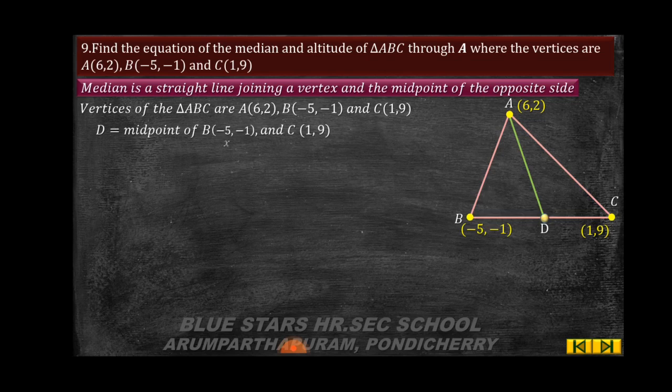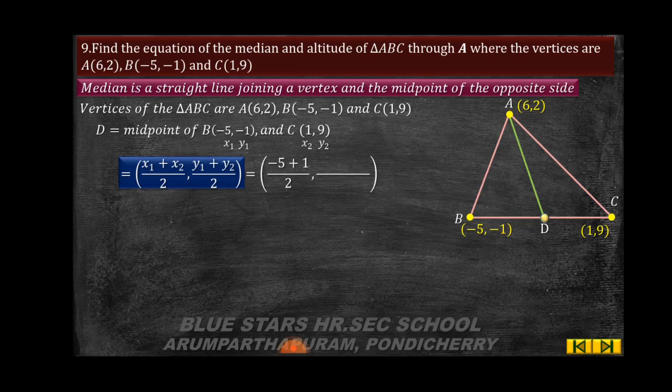So D is the midpoint of B (-5, -1) and C (1, 9). You just note -5 is your x1, -1 is your y1, and 1 is your x2 value, 9 is your y2 value. You are going to find the midpoint. So using the midpoint formula, D is equal to ((x1 + x2)/2, (y1 + y2)/2). Substitute the values in the formula.